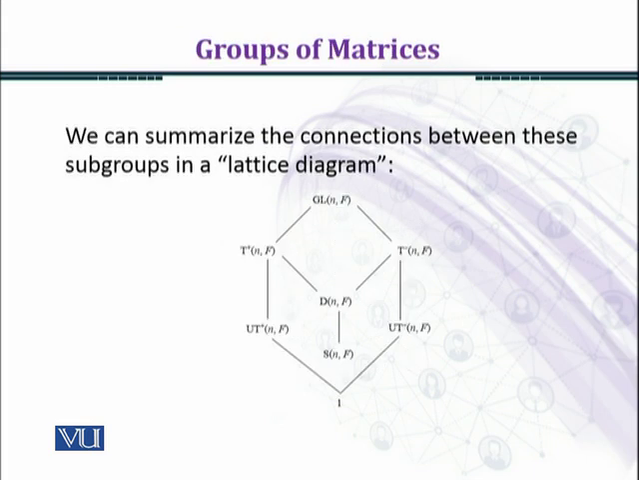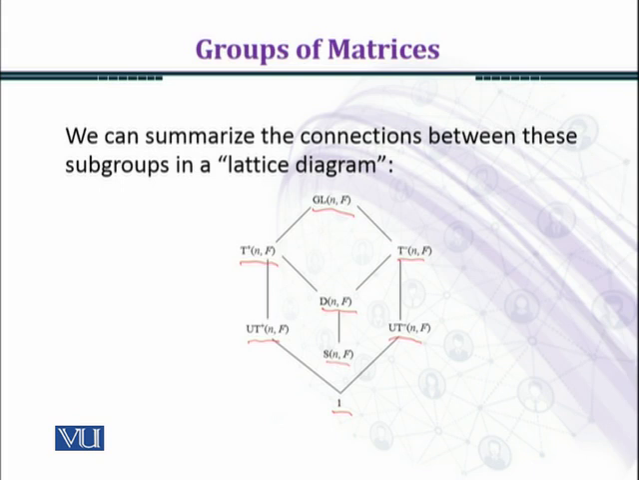Now we have constructed a subgroup diagram. GL_n(F) is a group, and its subgroups are T_n^+(F), the upper triangular matrices of order n by n with entries in field F, and T_n^-(F), the lower triangular matrices of order n by n with entries in field F. The diagonal matrices are subgroups of the upper triangular and lower triangular matrices. Uni upper triangular matrices are a subgroup of upper triangular matrices. Uni lower triangular matrices are a subgroup of lower triangular matrices, and S_n(F) is a subgroup of D_n(F), and the identity matrix is a subgroup of the uni upper triangular and uni lower triangular matrices.